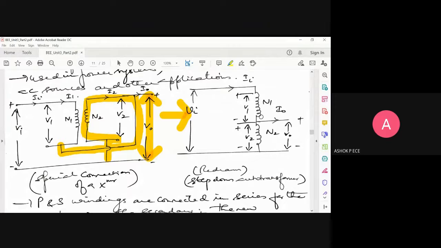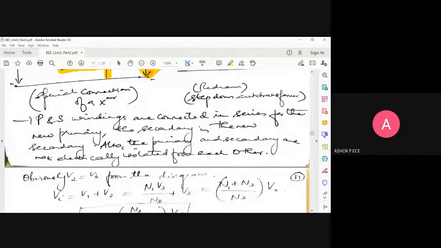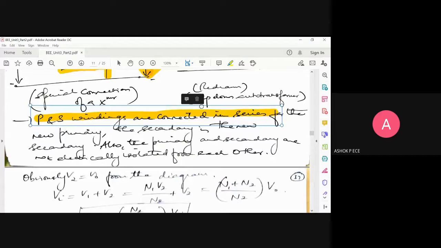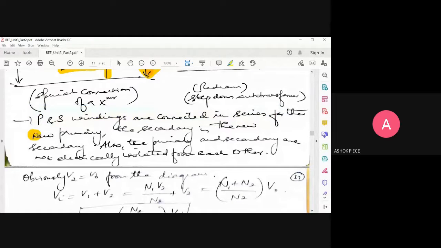So same winding. See, it is like a single winding. The upper half of winding, I'm going to assume it as primary. The lower half of winding, I'm going to assume it as secondary. So that constitutes two windings, primary and secondary. It can be seen like I have two windings separately, or a single winding divided into two halves. So upper half is primary and lower half is going to be secondary. So see here, primary and secondary are connected in series, and they are called the new primary and new secondary winding. Normal primary and secondary means for conventional transformer. When you say new primary and new secondary, it is for your auto transformer.